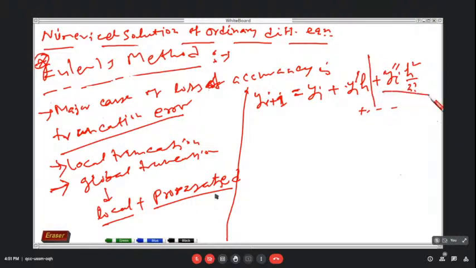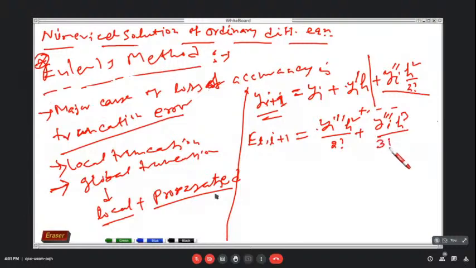So this is the error, truncation error, right? So we have to add the terms beyond this value, right? That means our truncation error at this i plus 1 step is because of these terms, right? yi double prime h square by 2 factorial plus yi triple prime h cube by 3 factorial and all other terms. So this is the truncation error.